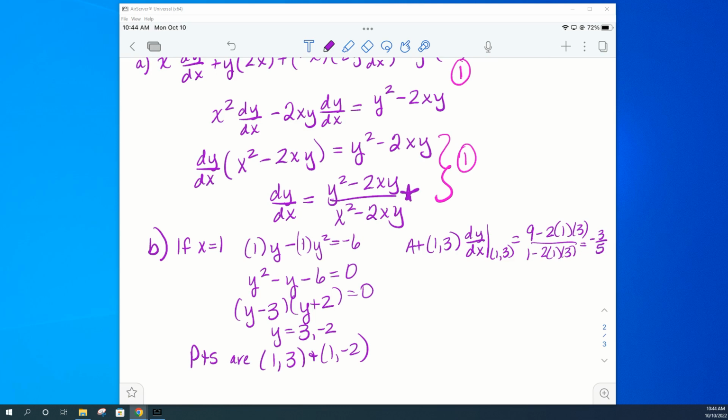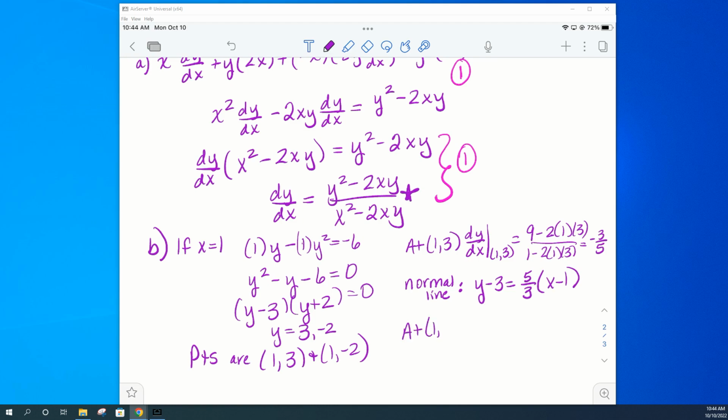Okay, so it said write the normal line. So the normal line would be y minus 3. Remember, this is the slope of the tangent line, so opposite reciprocal, x minus 1. I'll do the points in just a second.